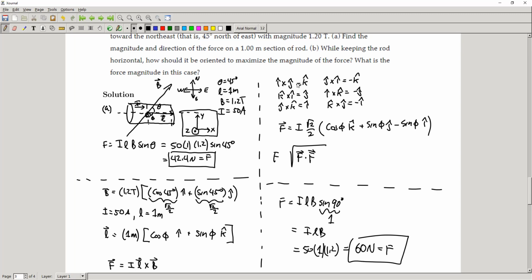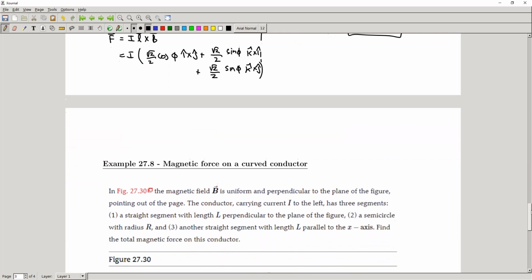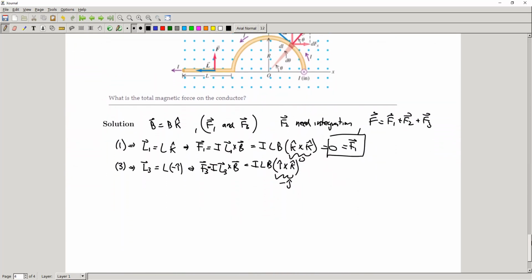Some people like to use determinants to do cross products, and if you've done linear algebra, maybe that's the way that you go with this. That's fine. Either way works for me. Okay. But bottom line is here we end up with this minus J hat contribution, right?